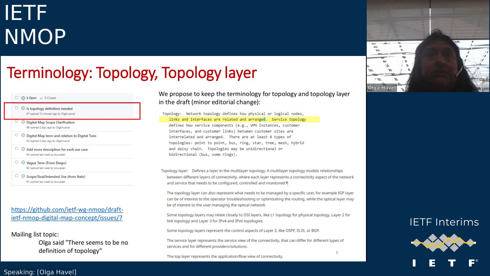What do you guys think about using digital map topology instead of topology? Any opinions?